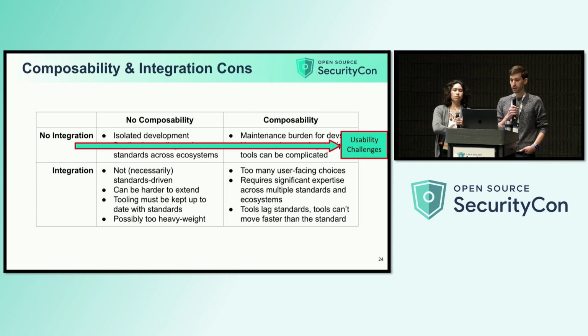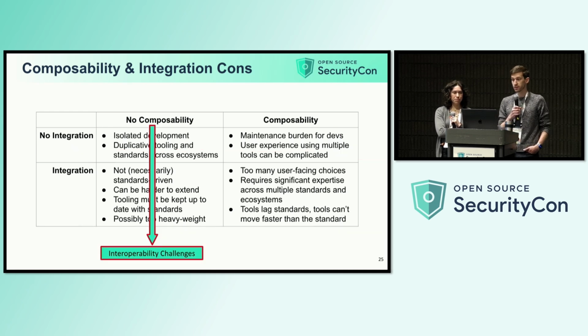So we wanted to highlight what are some of the key issues when you have no integration or when you don't have composability within tooling. So we ultimately think that ecosystems need both of these. And without integration, users are faced with usability challenges. Even if we can compose tooling, users just don't want to have to chain together a bunch of CLIs and understand a lot of different inputs and output formats.